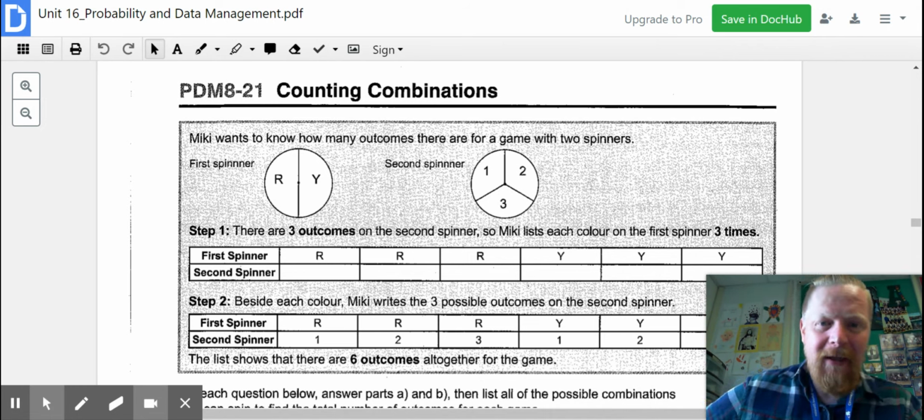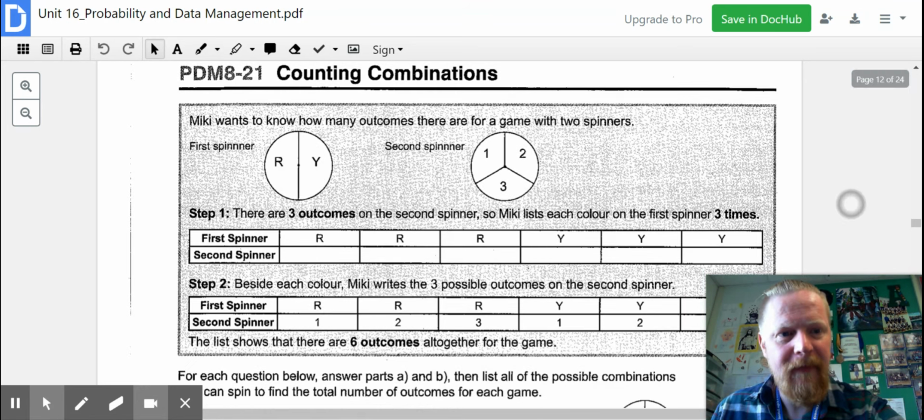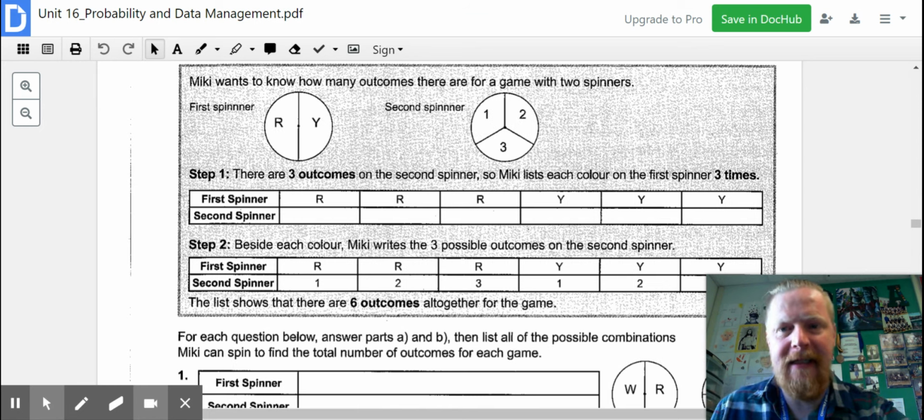So you're going to need your Jump Math workbook. You don't need a calculator for this one because none of the math is that complex. So let's take a look at this first box here.